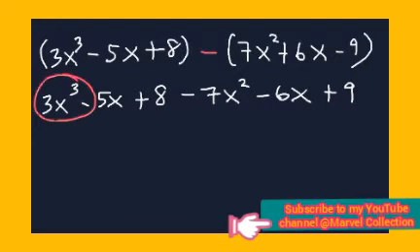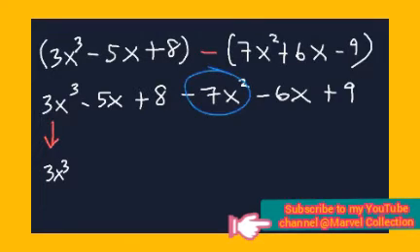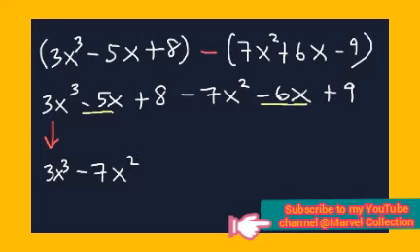So there's no similar term to 3x cubed. There's only one x cubed term, so we're just going to bring it down and rewrite it. Likewise, this term is one of a kind, so we're just going to rewrite it. Now we can combine these two terms. Negative 5 minus 6 is negative 11. And 8 plus 9 is 17. So this is the answer: 3x cubed minus 7x squared minus 11x plus 17.